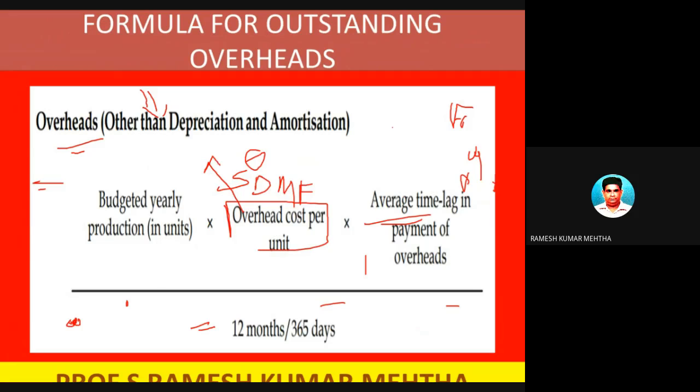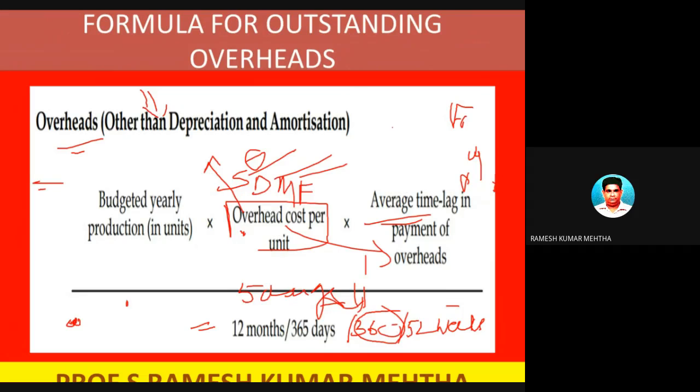If the numerical problem has a split like selling overheads, distribution overheads, manufacturing overheads, you have to replace this word by an appropriate word into average time lag in payment of these particular overheads by 12 months or 365 days or 360 days or 52 weeks, depending upon the situation. For example, there can be only 360 days and 5 days holidays. So in such a case, you have to take only 360 days.